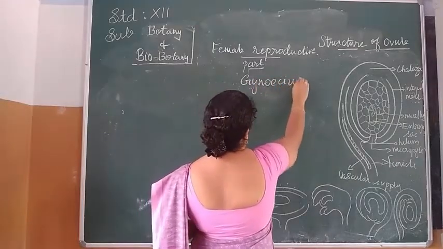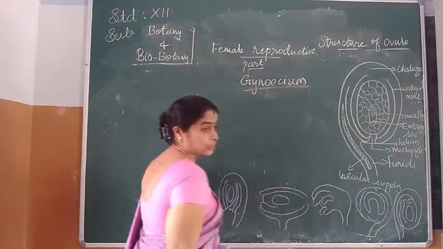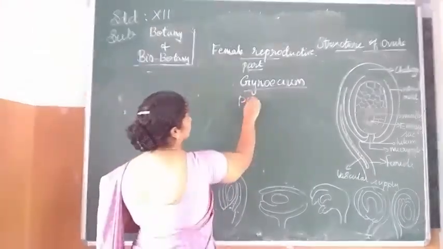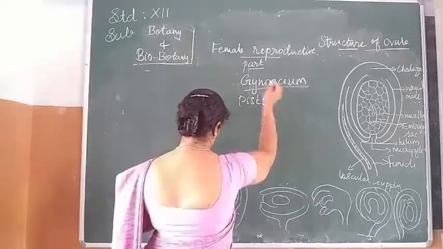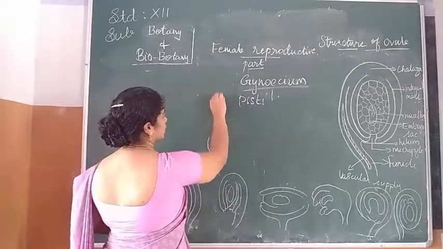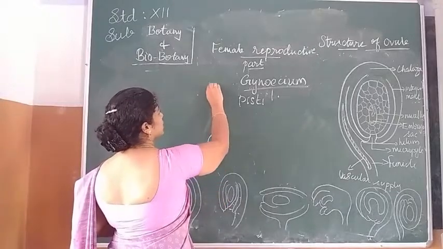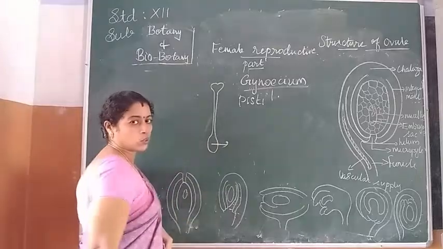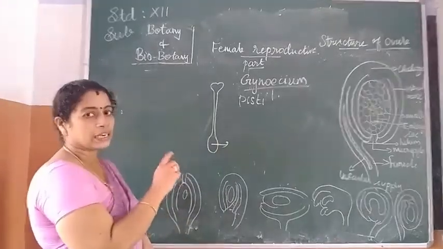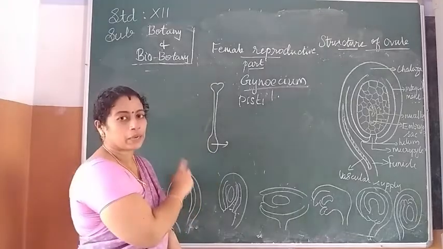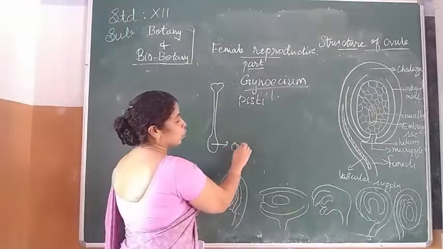Gynoecium is the female reproductive part of the flower. It is also known as the pistil. The pistil consists of three parts: ovary, style and stigma. The ovary is the swollen part of the pistil. It is the place where the ovules are attached by means of the placenta. So this is the ovary.